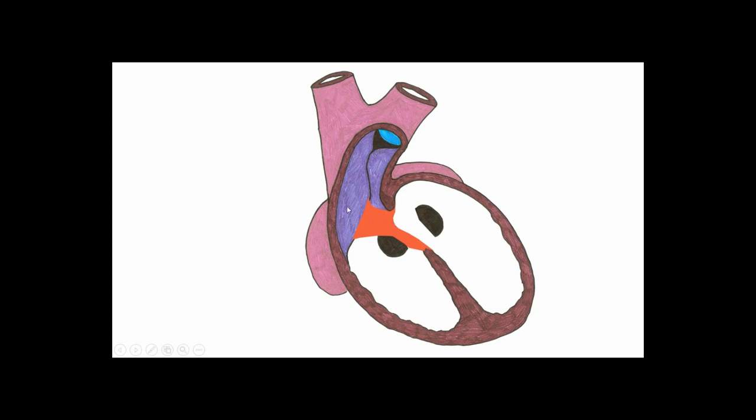which incidentally, like the aorticopulmonary septum, comes from neural crest cells, and blood entering the right ventricle from the right atrium is going to get pumped out, and it's going to go anterior to the septum and out the pulmonary artery.